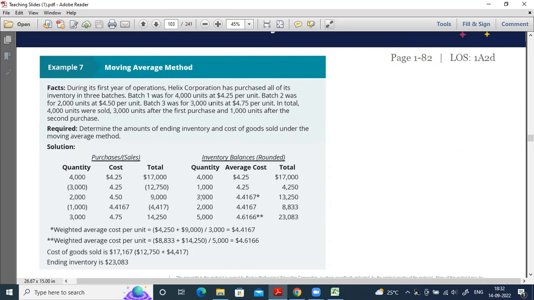Is the units column clear? Yes, sir. Then amount plus amount. What is the amount here? 4,250. Then 9,000. 4,250 plus 9,000 is 13,250. Is that clear how we got the amount? Yes, sir. Then this 13,250 divided by 3,000, we will be getting 4.4167. Okay, sir.